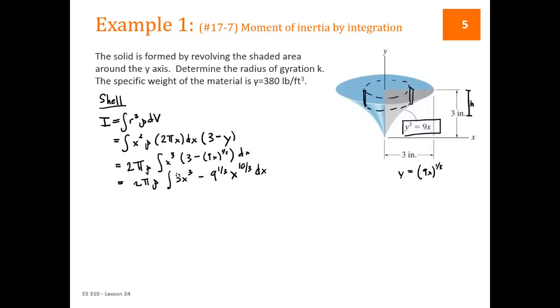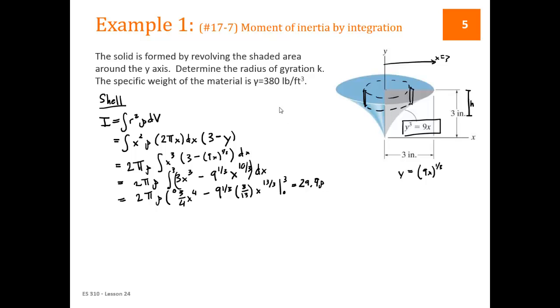dx, and then we can take this integral for the entire sweep. So we're sweeping in x, so we're going to go from 0 out to x equal to 3, so this integral is from 0 to 3. We can take this integral, we get 2 pi rho times the integral of 3x cubed is 3/4 x to the 4th, minus 9 to the 1/3, and then the inverse of this plus 1, so this is going to be 3 over 13 times x to the 13 over 3. Evaluated from 0 to 3, you plug in 3 into this equation, and you will get 29.4 rho.